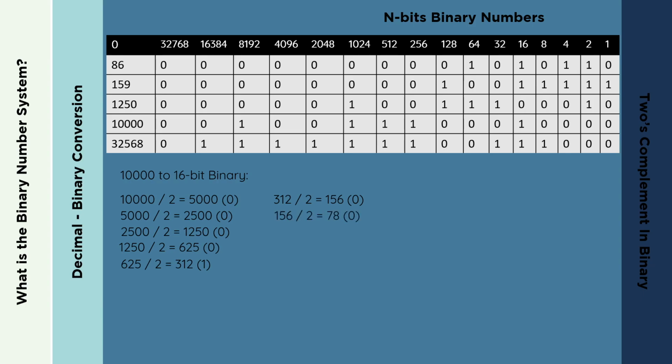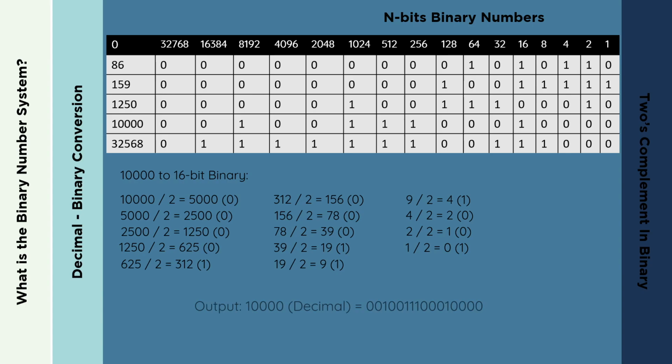156 divided by 2 is 78 with no remainder. 78 divided by 2 is 39 with no remainder. 39 divided by 2 is 19 with a remainder of 1. 19 divided by 2 is 9 with a remainder of 1 as well. And then we have 9 divided by 2, which is 4 with a remainder of 1. And then 4 divided by 2 is 2, no remainder. 2 divided by 2 is 1. 1 divided by 2 is 0 with the remainder of 1.